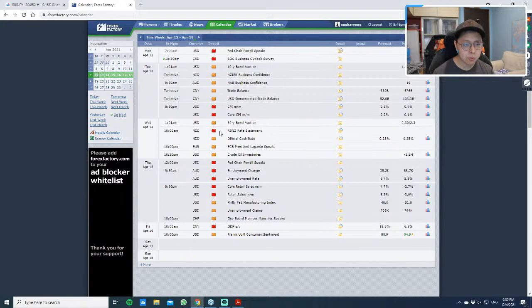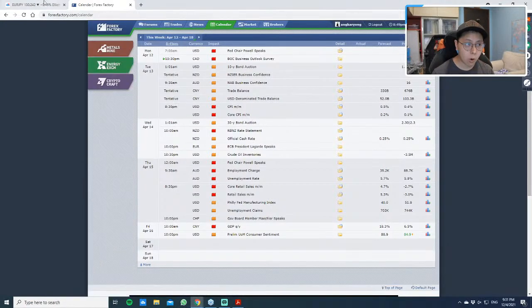I think the most important one is basically just to read up the RBNZ rate statement after it's been released, so that you have a rough idea of the forward guidance from the New Zealand central bank, right? Whether they are positive, hawkish, dovish, that will give you some idea as to how you want to position yourself when you're trading the New Zealand dollar. Okay, so that's on that.